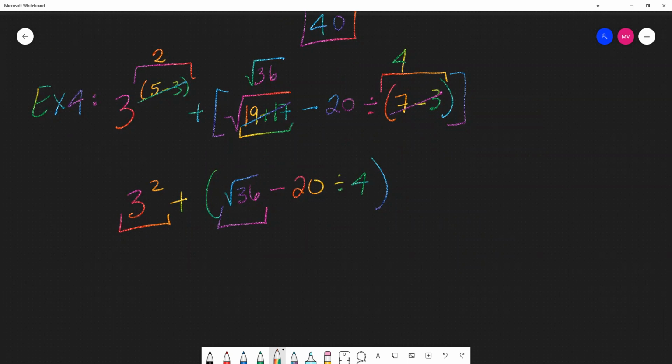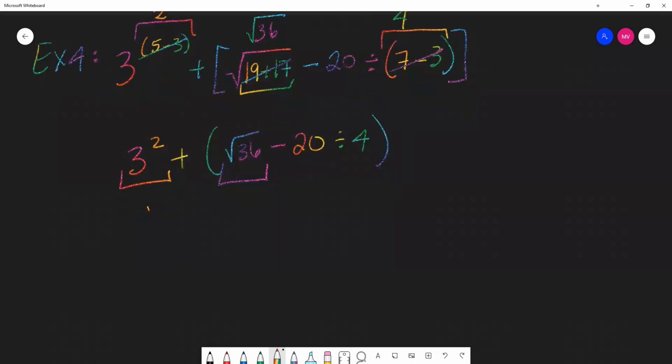So first, we've got to solve inside our parentheses, which is the square root of 36. Then we'll do all that in a second. But we also have an exponent. So what's 3 times 3? All right. What is the square root of 36? So now we have 6 minus 20 divided by 4.